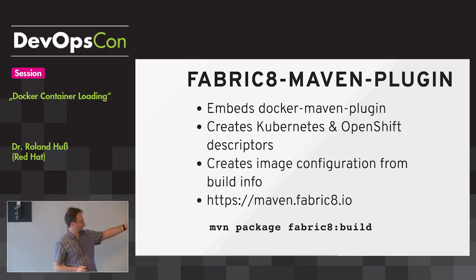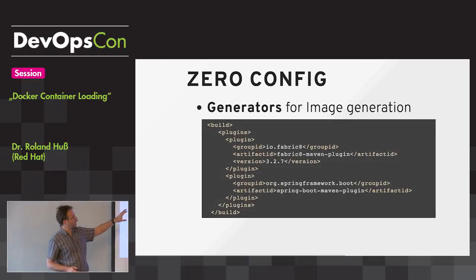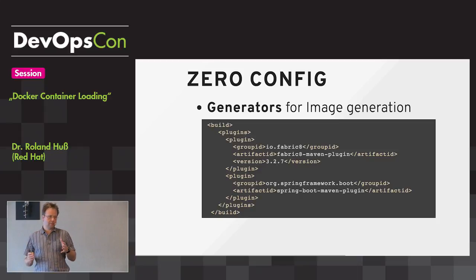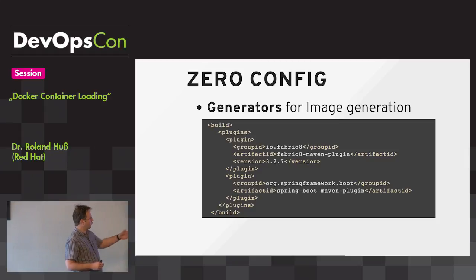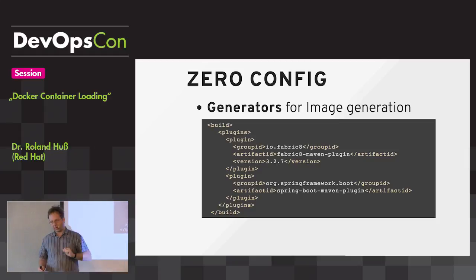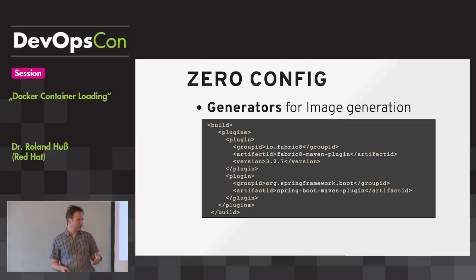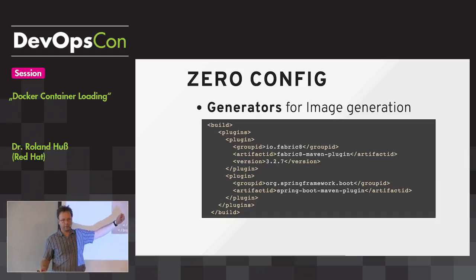Again, it creates the image configuration from the build information found in the POM XML. And the nice thing for us here is that it has a zero configuration mode, which means you can create Docker images without any configuration. How does it work? What you need to do is in your POM XML, you declare the dependency on this plugin. And then you have your application, and if you have a Spring Boot application, you have there a Spring Boot Maven plugin. If you have Wildfly Swarm, you have a different dependency.